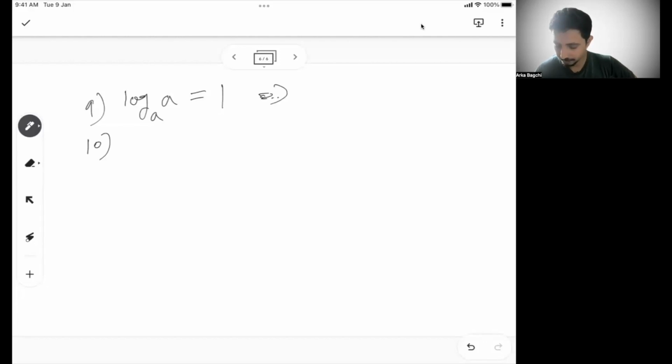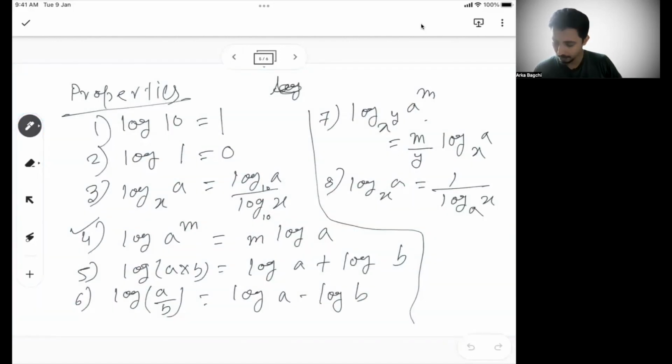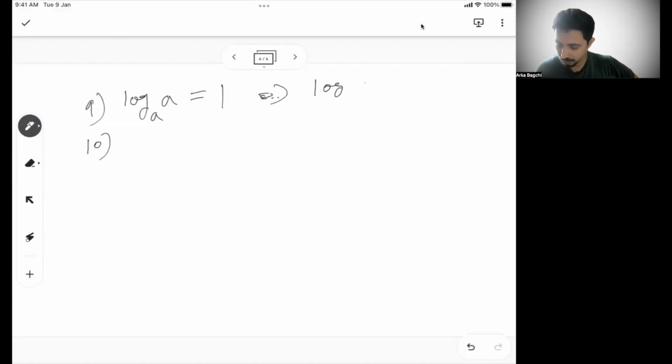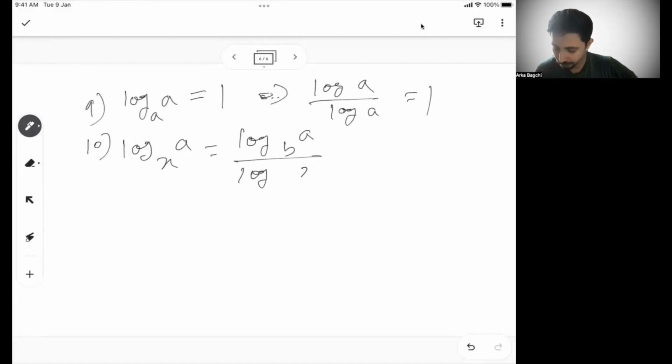If you see this formula, where we said log of a base x is the same as log of a by log of x, here we did the same thing with log of a base a. So this is log a by log a, which is equal to 1. You can do that. If you have log of a base x, you can write this as log of a base b by log of x base b. Basically what we are doing here is introducing a new base, which is b, in both, and that's how we can write it.